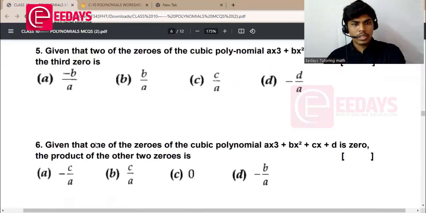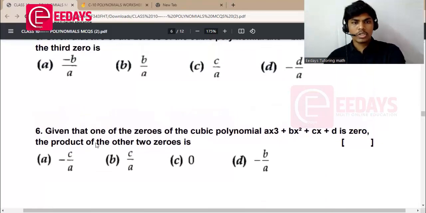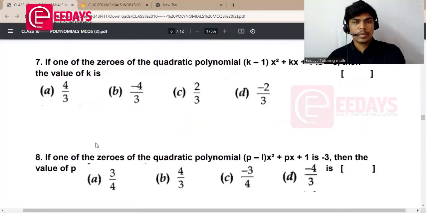I think the fifth question is repeated two times. Okay, the sixth question is also the same model, so I am skipping the sixth question.